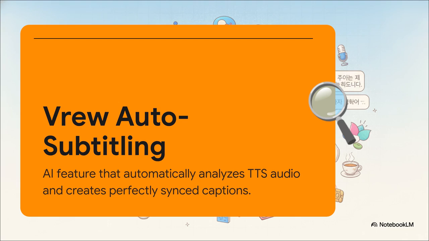Actually, I really want to pause on this auto subtitling feature for a second because it solves a massive headache for language teachers. Vru literally listens to the audio and automatically creates perfectly synchronized captions. We all know how absolutely crucial it is to provide clear, large text for learners to read along with. Back in the day, manually syncing subtitles took hours of tedious work. Now, the AI does it in seconds, and you can easily tweak the font size and colors to make it super accessible for your class.